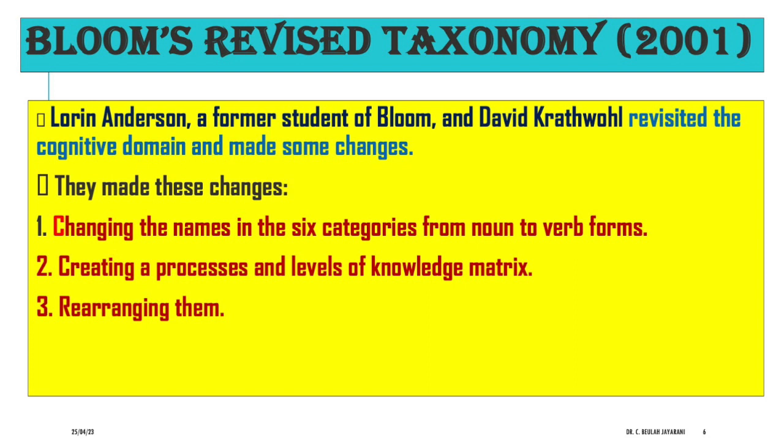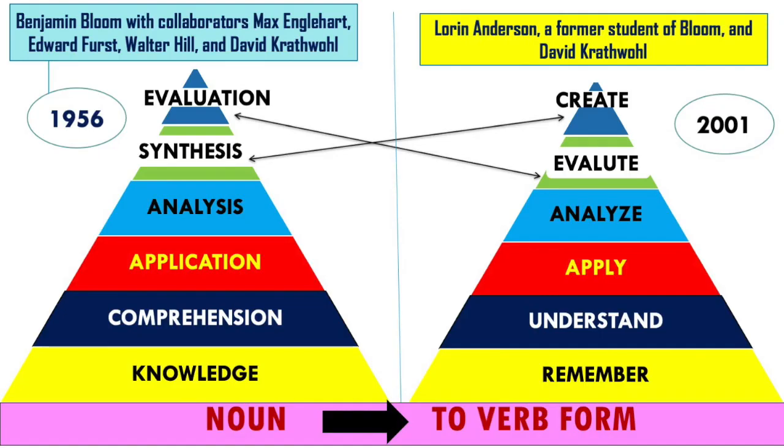Number three, rearranging them. They are knowledge, comprehension, application, analysis, synthesis, and evaluation. And revised components are remember, understand, apply, analyze, create, and evaluate. Revised Bloom's taxonomy refers to the emphasis on 2 learning domains that make up educational objectives: cognitive, that is knowledge, and affective, that is attitude.